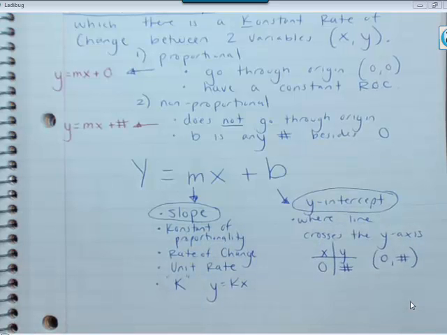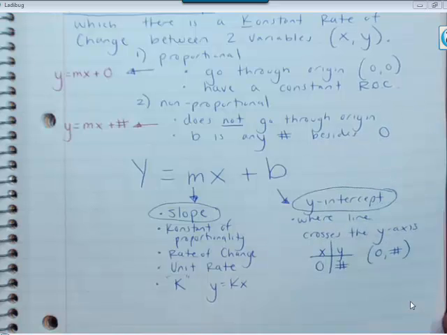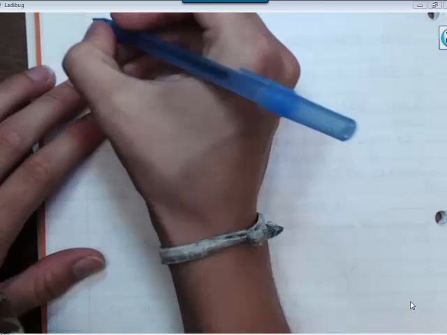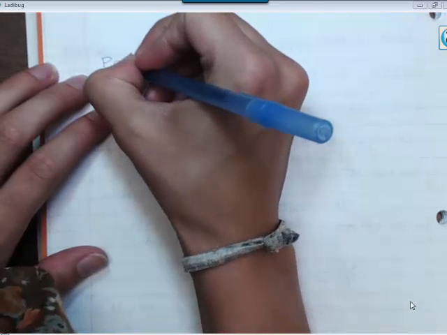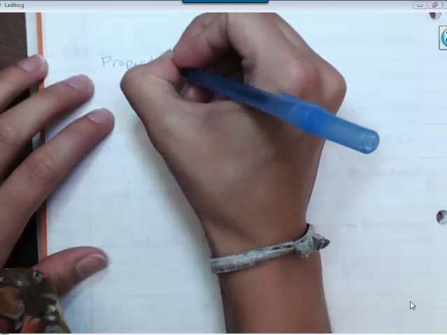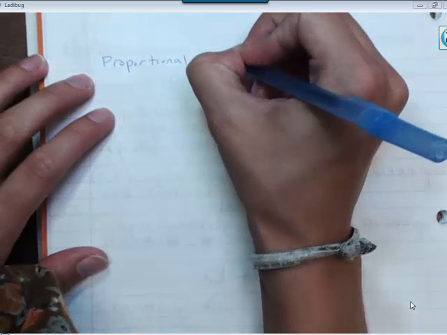Okay, so if we look at a couple examples now. So say I'm looking at a real world proportional relationship. So I'm going to look at a proportional linear relationship.